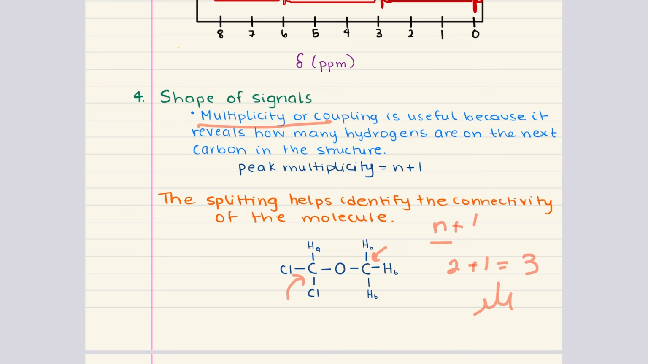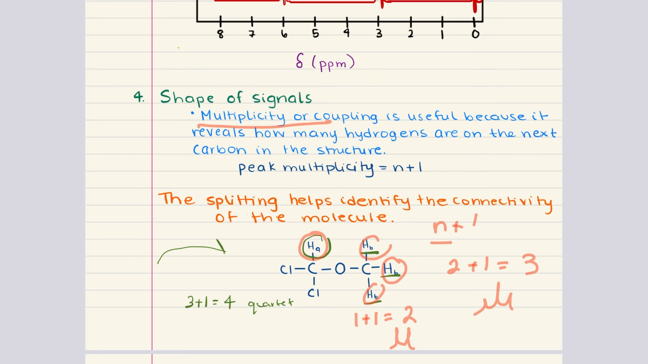This splitting helps reveal how atoms are connected in a molecule. So in our example structure shown here, the HA proton is adjacent to 3 HB protons. So it's going to appear as a 3 plus 1 signal, so a 4-peak signal that we call a quartet. As for the HB protons, they are adjacent to just 1 neighboring hydrogen. So that's going to be 1 plus 1. The peak will split into 2, and it will appear as a doublet.